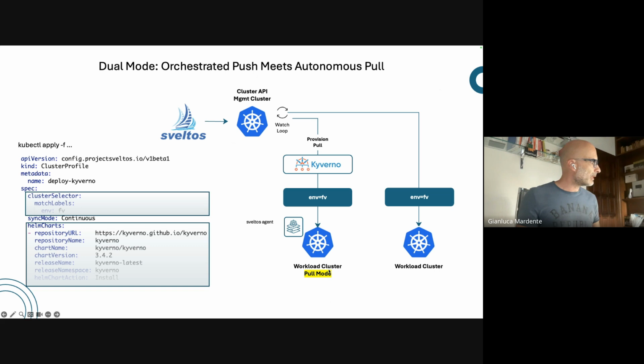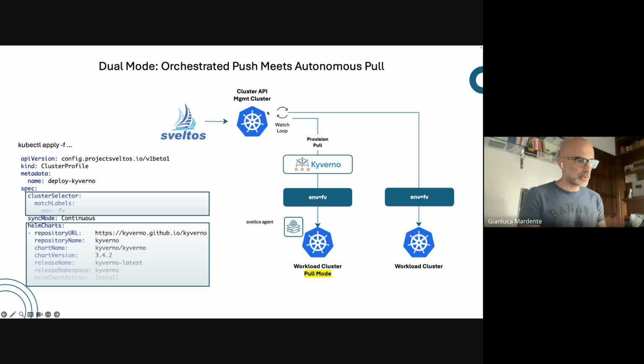But this allows us pretty much to cover both cases. For this cluster, the API server is reachable, so I can directly push. This cluster is behind the firewall, so I cannot allow Sveltos to push here. And I'll just allow the agent to come, pick, and take this configuration and deploy.